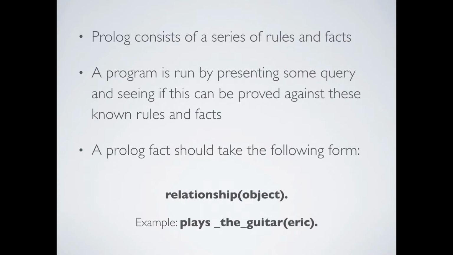Prolog consists of a series of rules and facts. A program is run by presenting some query and seeing if this can be proved against these known rules and facts. A Prolog fact should take the following form: relationship with an object, and here you have an example: plays the guitar with the object Eric.